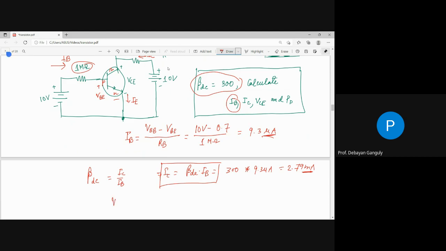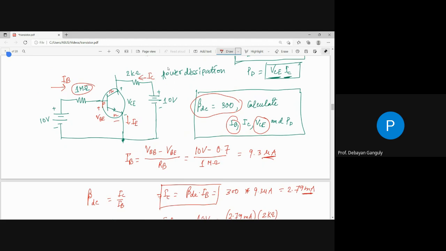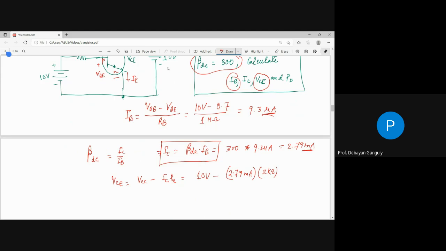And if you want to find the corresponding VCE, VCE is nothing but the output voltage: VCC minus IC into RC. So VCE is 10 volt minus IC, that is 2.79 milliampere, times RC. RC means 2 kilo ohm, because here the resistance is 2 kilo ohm. You just see this is the 2 kilo ohm, and if we multiply this and subtract it from the 10, that will give you the voltage 4.42 volts.